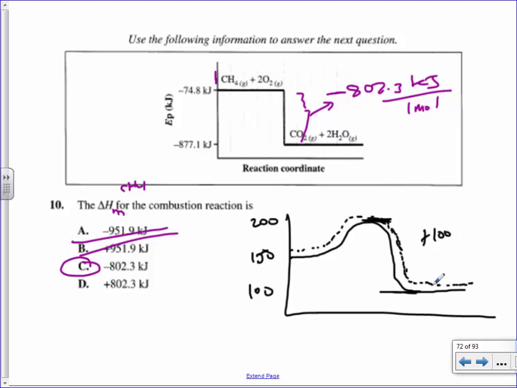Does that make sense? What if I asked you what the enthalpy change was for the forward reaction? What would that be? Negative 50 is correct. Because for the forward reaction, you're starting here, and although yes, you are going up over the hill, where you finish is down here. So your enthalpy, your delta H, would be negative 50 because you start at 150 and go down to 100. That make sense?